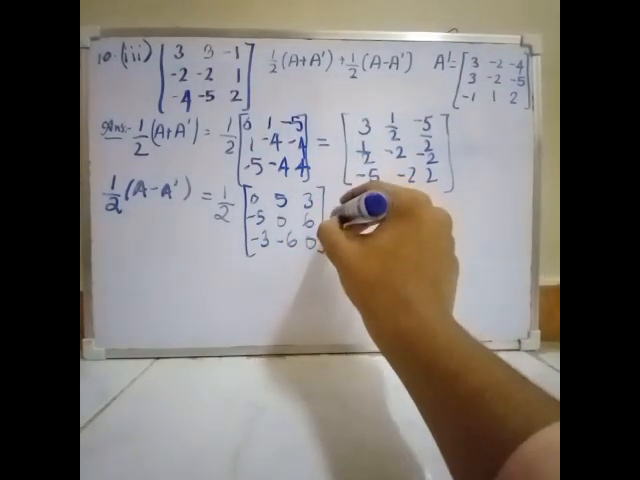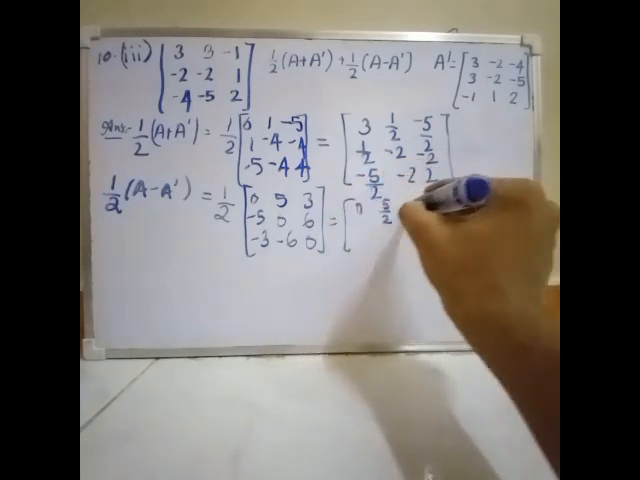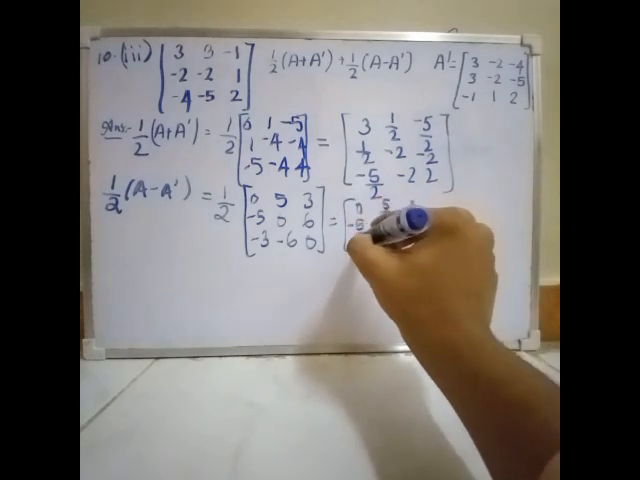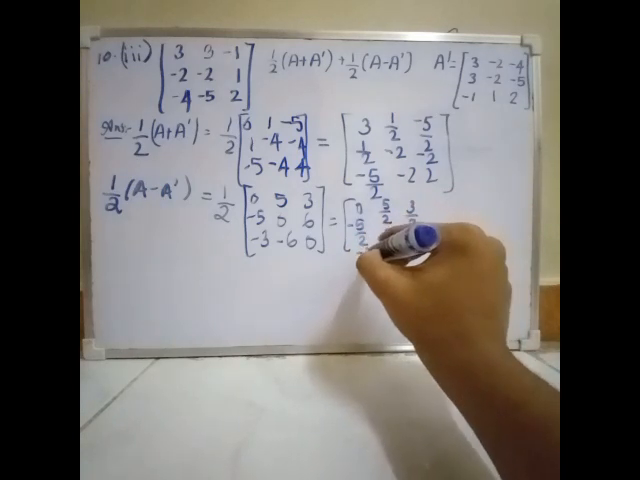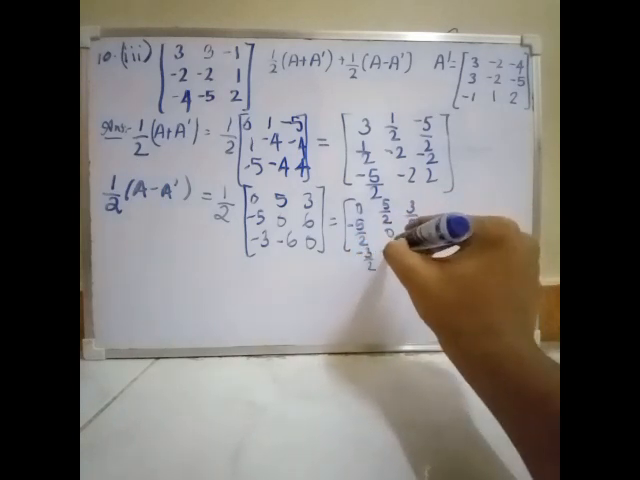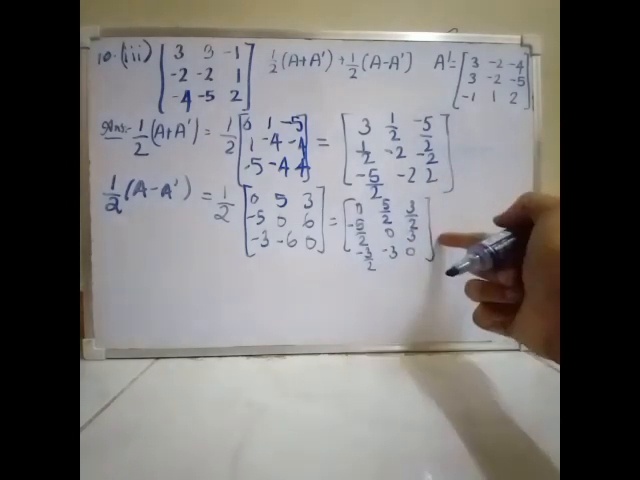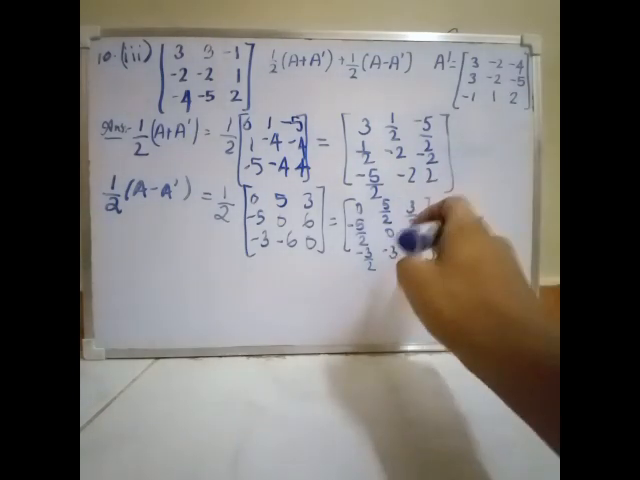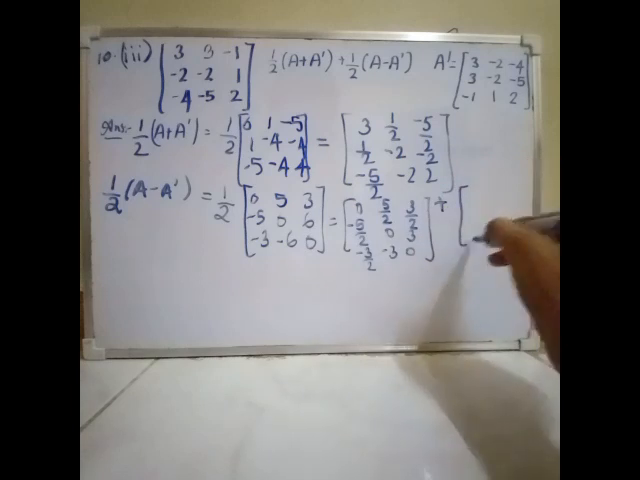Now divide everything by half. You will get it as 0, 5 by 2, 3 by 2, minus 5 by 2, 0, 3, minus 3 by 2, minus 3 and 0. Now what we have to do, this is skew symmetric and this is symmetric. You have to check the skew symmetricity of this matrix also. Then finally we can add both the matrices together.